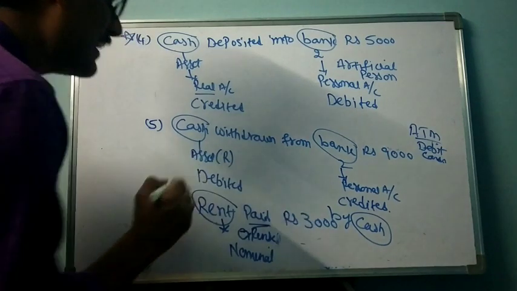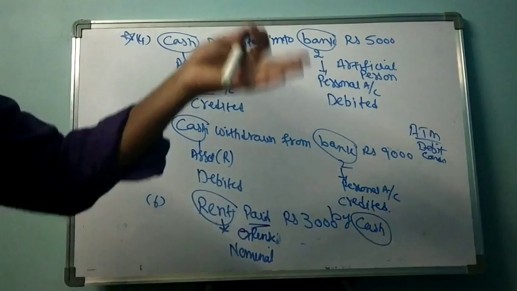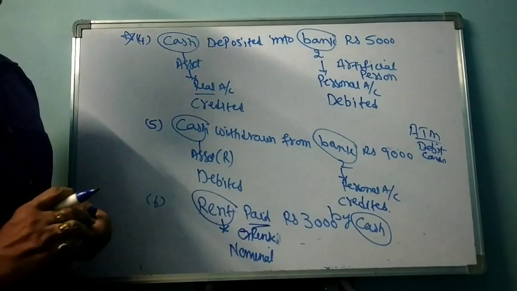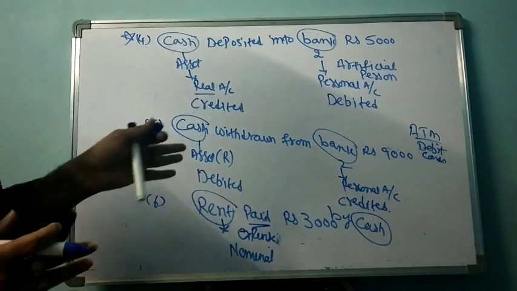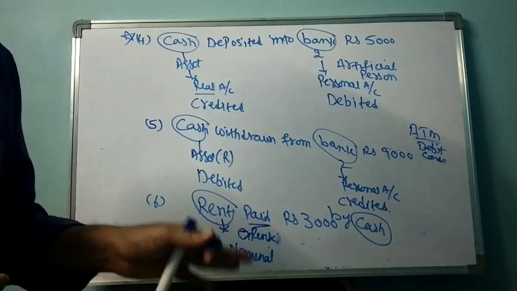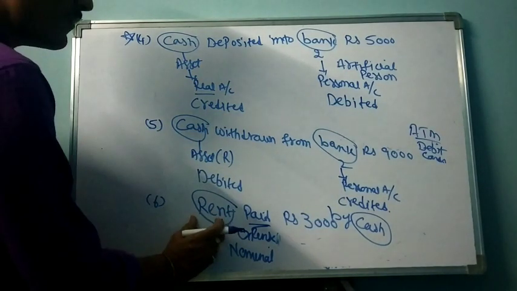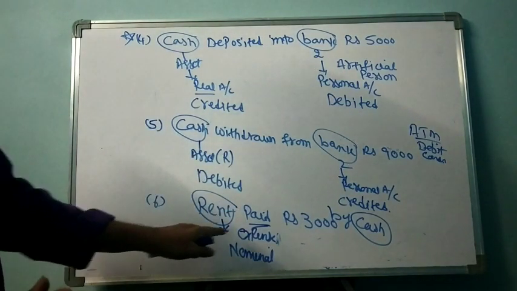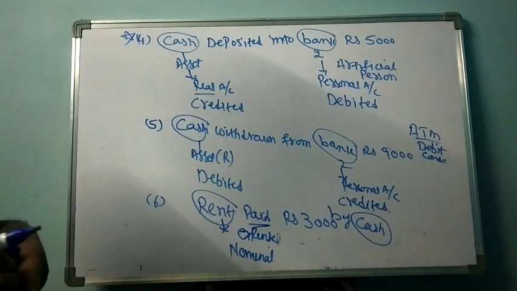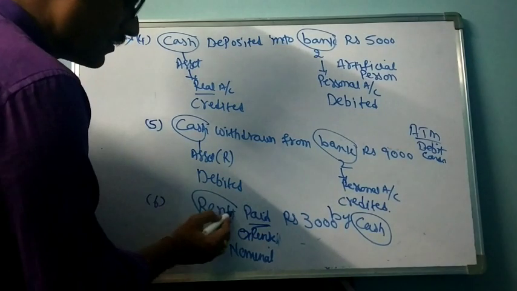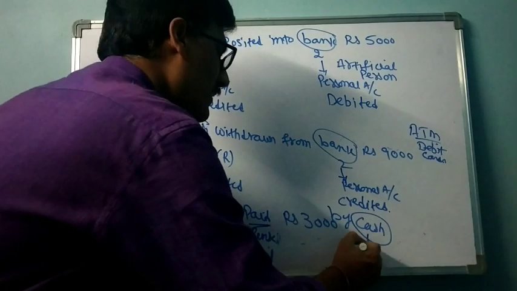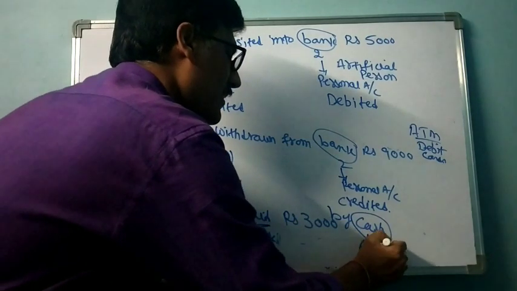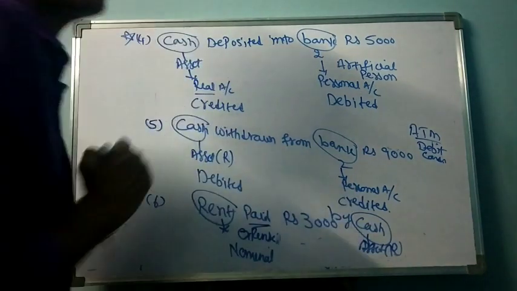Before identifying the nature of account, just remember the types of accounts. What information is contained in the personal account, what information is contained in the real account, what information is contained in the nominal account. What information will be contained in the nominal account? All expenses, losses and gains. So rent comes under nominal account because it is an expenditure. Cash, I think you are all aware of this. Cash is an asset. Assets come under real account.